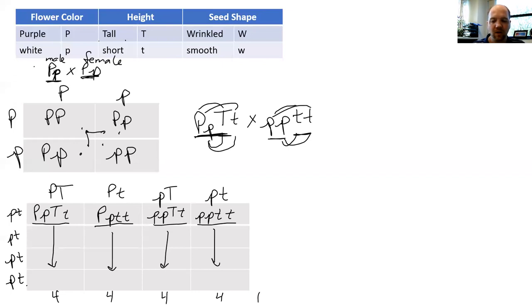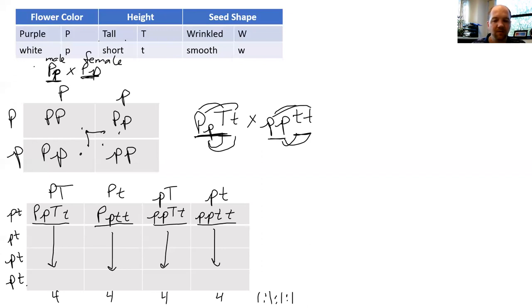So we call this a 1-to-1-to-1-to-1 ratio. Or in other words, there's a 25% chance of getting any of these phenotypes or genotypes. Okay, so now let's do this mathematically. So to do this mathematically, we have the parents up here, and what we have to do is figure out what the possible genotypes are based on these parents.